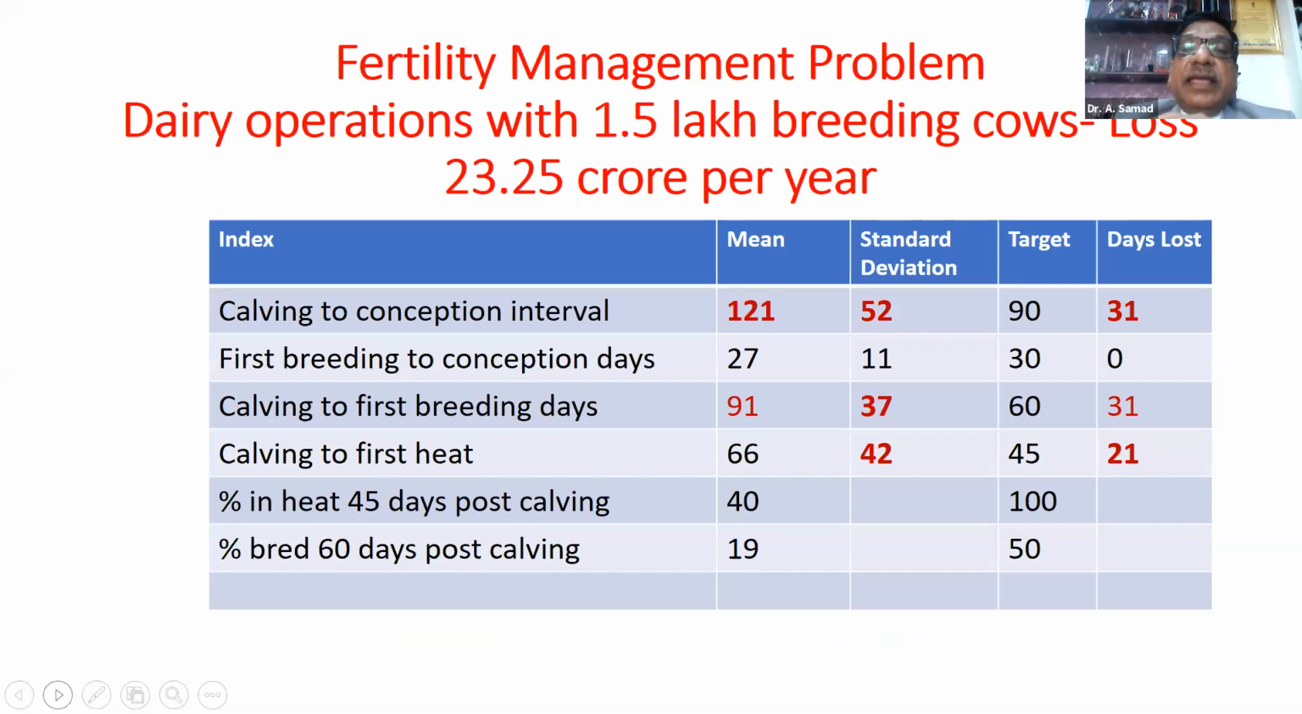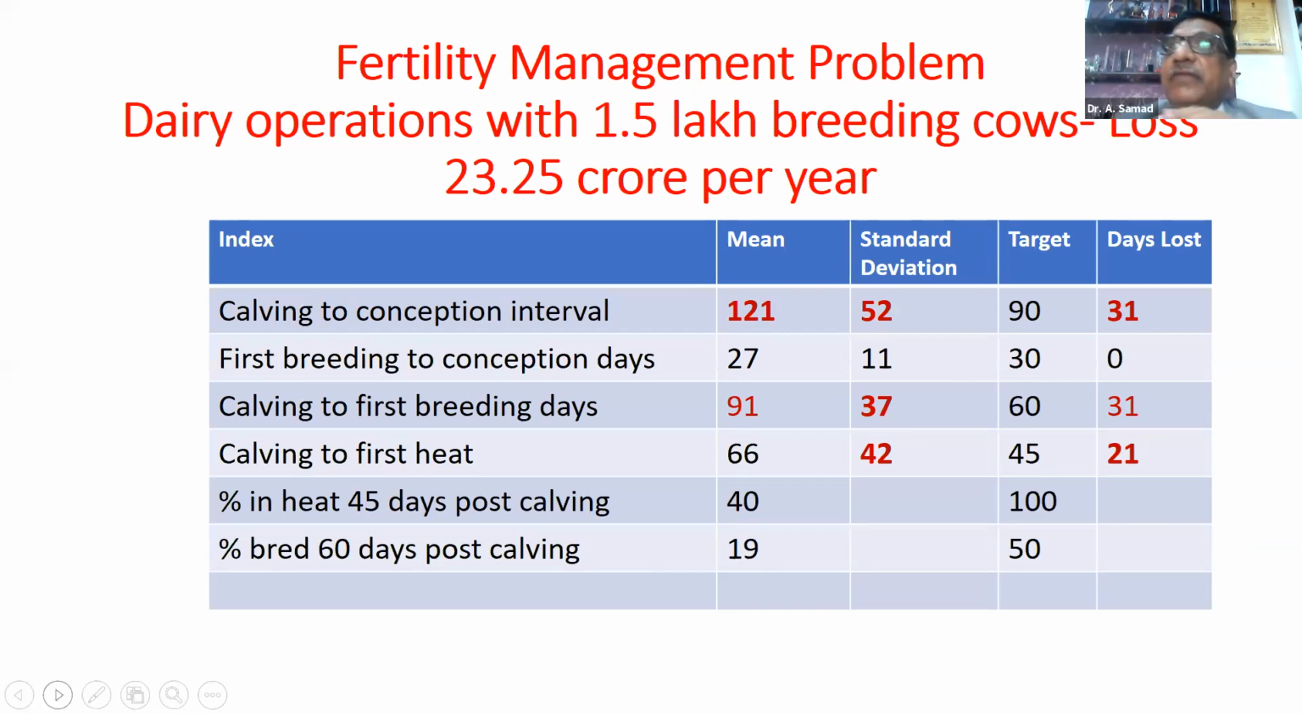Another example I can give is a fertility management problem. In this dairy operation there were 1.5 lakh breeding cows, and I could pick up this data because the loss is going to be huge. The target was that the calving to conception interval should be 90 days, that within 90 days, 90% of the animals should be conceived. What the data suggested was a gap of 31 days: against the target of 90, it was 121.